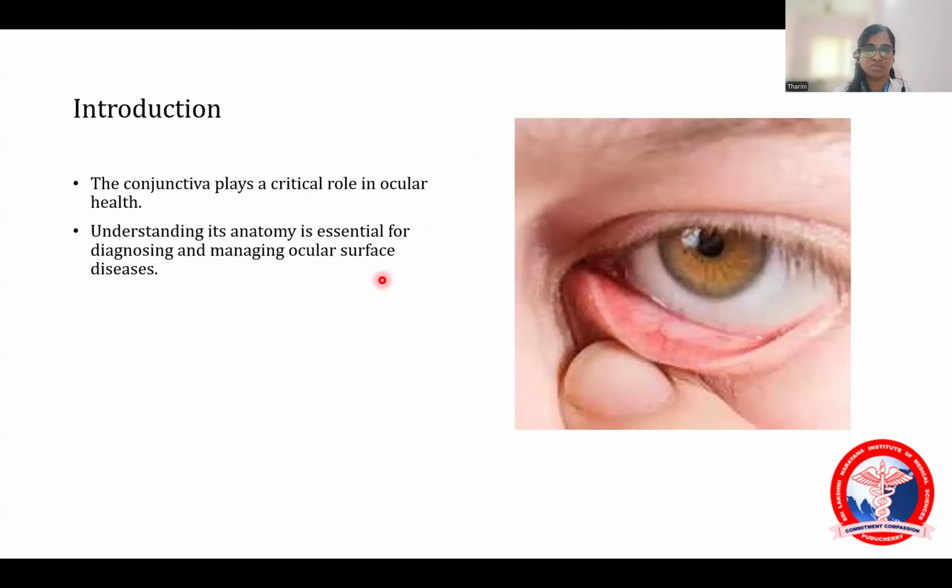As we all know, conjunctiva is a transparent structure. It plays a critical role in maintaining ocular health. Understanding the anatomy is essential for diagnosing and managing ocular surface diseases. This is a picture showing the conjunctiva covering the sclera and the lids.